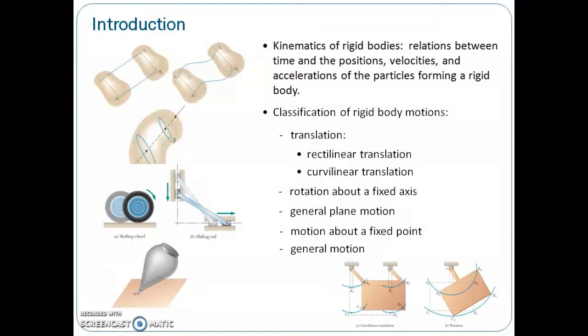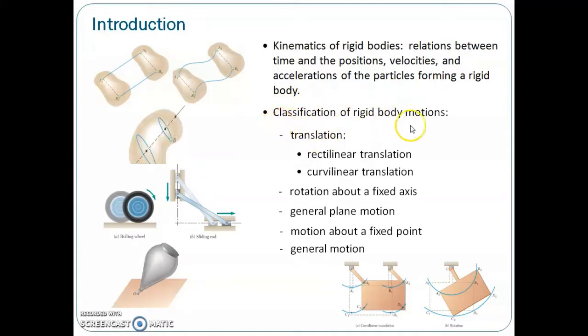So recapping, kinematics of rigid bodies covers the relationships between time and the position, the velocities and accelerations of the particles forming these rigid bodies. We have covered how to determine velocities of rigid bodies. Then today we want to determine how the accelerations can be obtained when a rigid body is undergoing different types of motions.